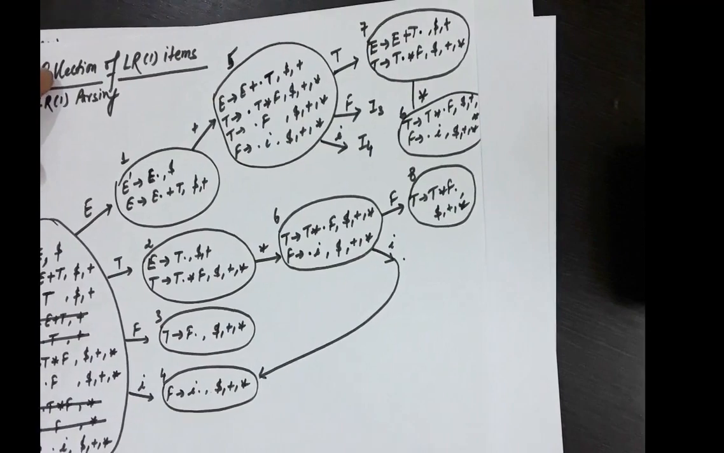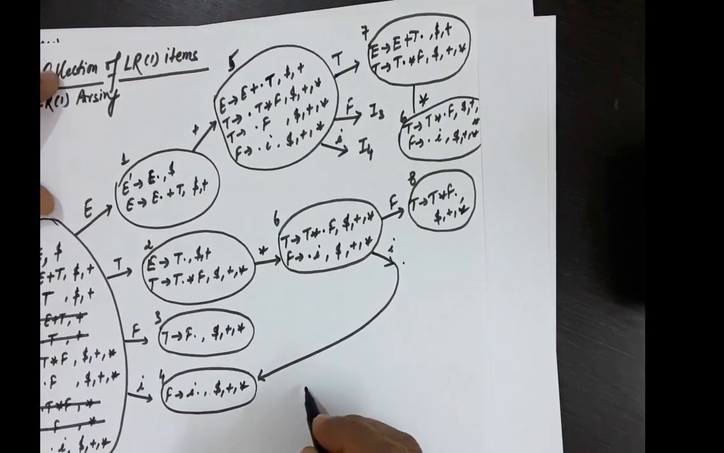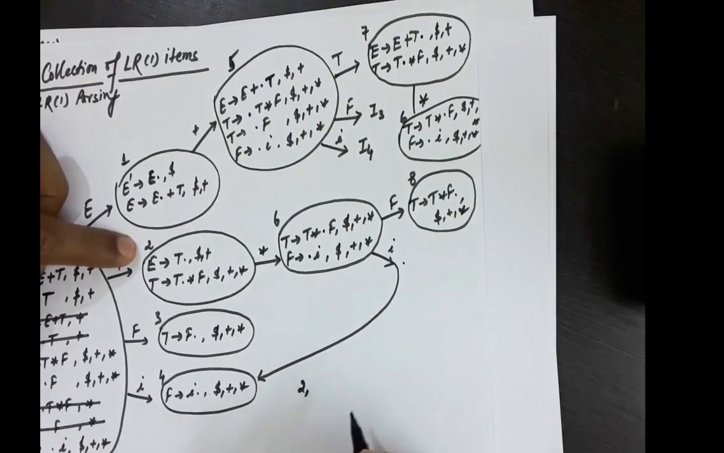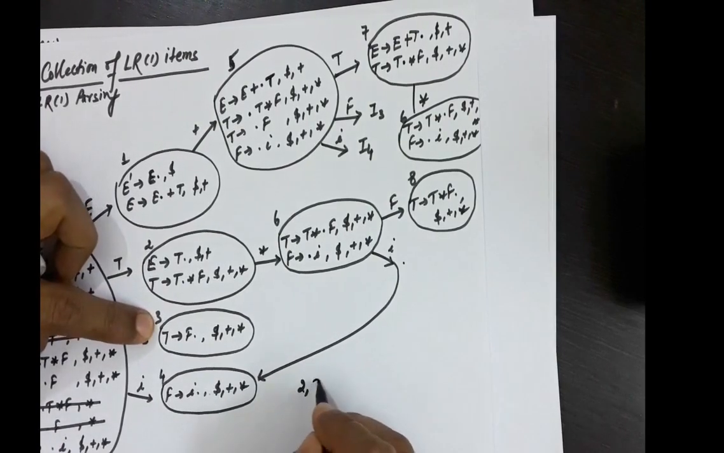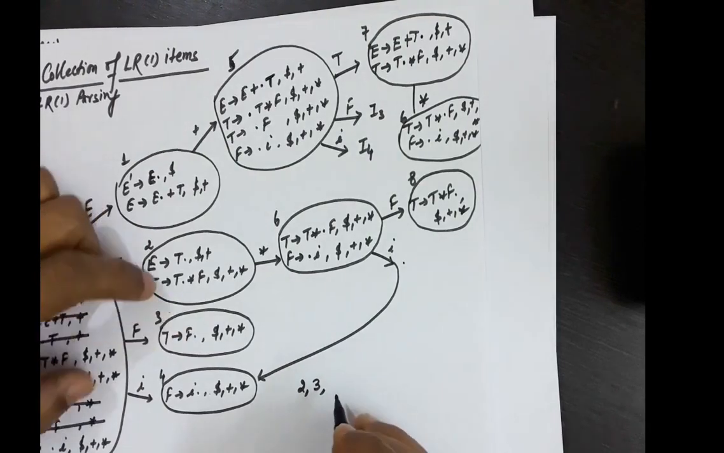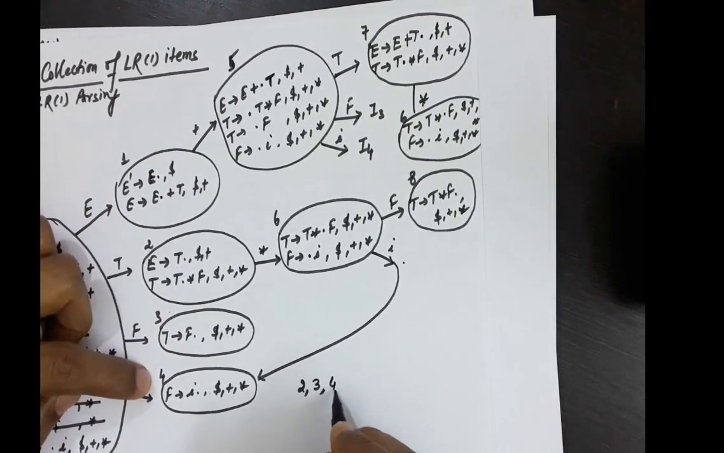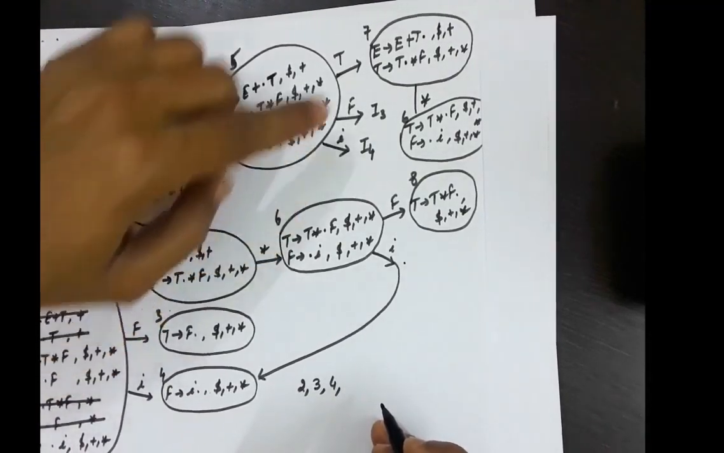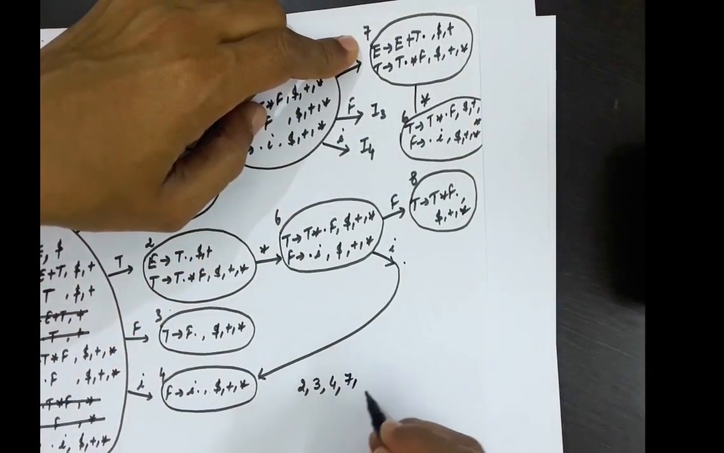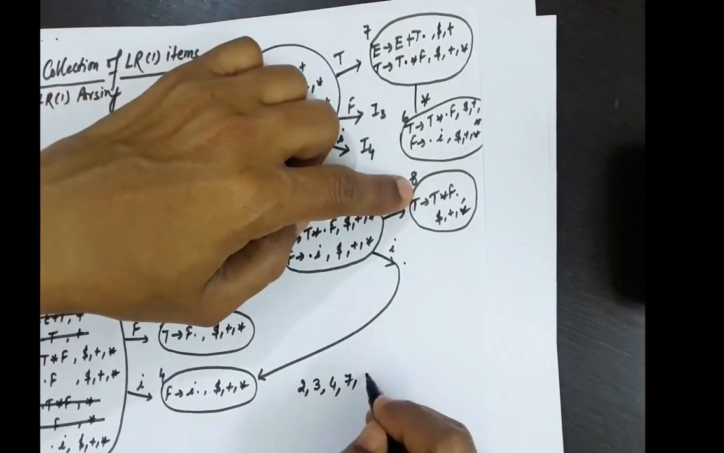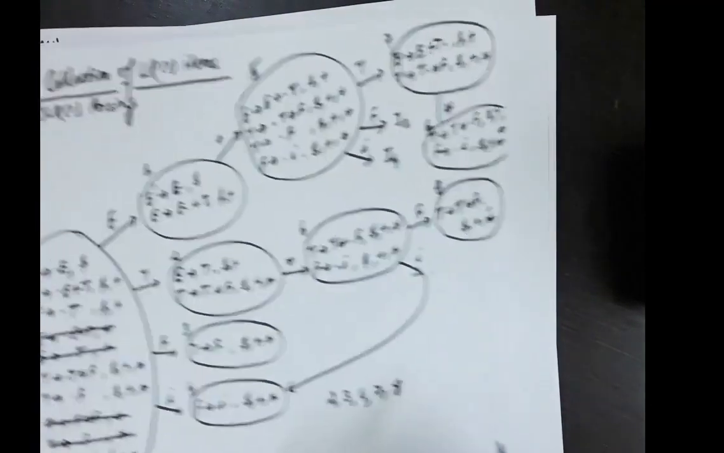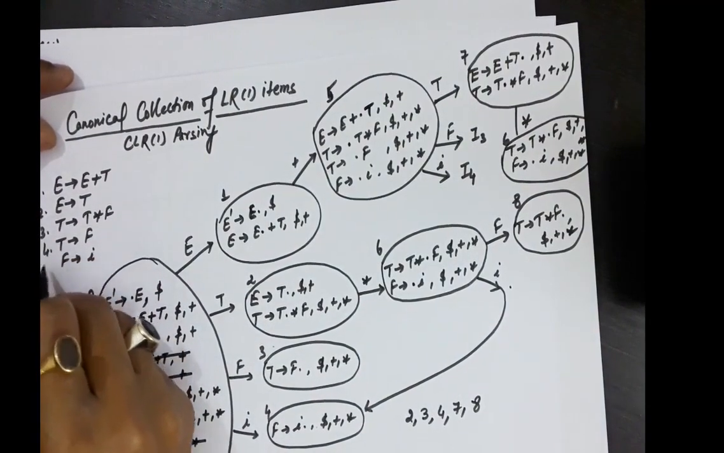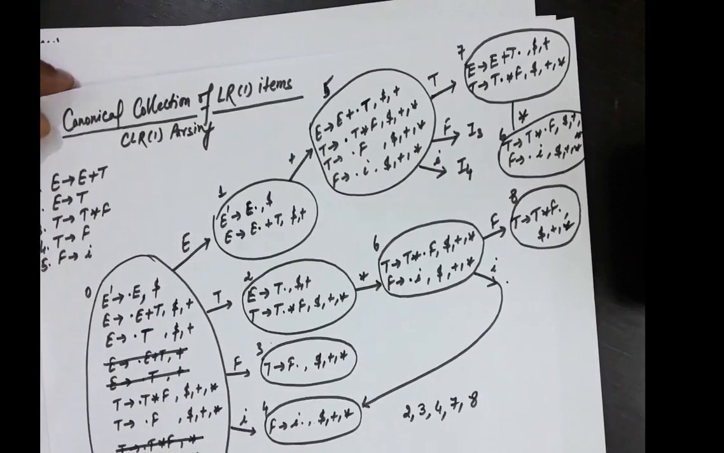Now let us look at what are the final items. What are the productions having the final items? So there is one final item in state number 2. There is one final item in state number 3. Final item means the dot appears at the last. Final item is at state number 4. No final item, no final item. There is a final item in 7th state, and there is a final item in the 8th state. Okay, now let us number these productions: 1, 2, 3, 4, and 5.